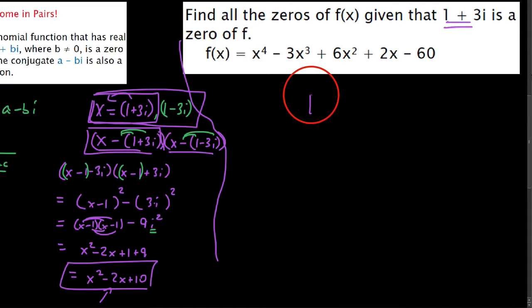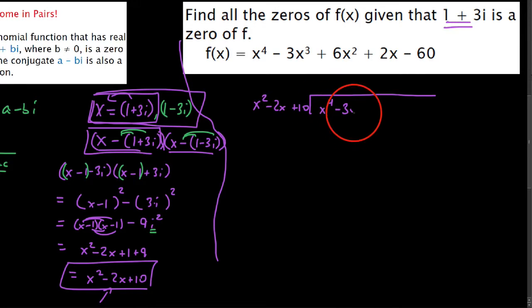And so in this instance, we actually do need to use long division because our divisor is of second degree, or at least it's not a linear divisor here. So let's go ahead and put in our dividend: x to the fourth minus 3x to the third plus 6x squared plus 2x minus 60.